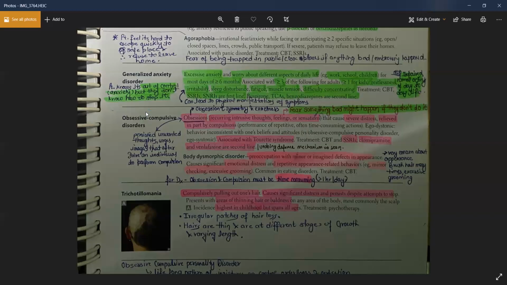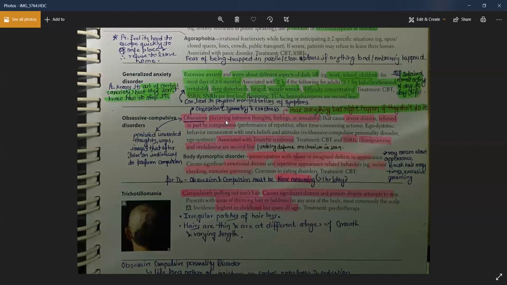Like if they do not check their stoves regularly, they can have a gas leakage. If they cannot check their locks properly, then they can have a robbery, right? If they do not wash their hands properly, they can get germs. If they do not make everything very symmetrical, then something can go wrong. So these kinds of thoughts will be there, and in order to get relief from these thoughts, patient do the compulsions.